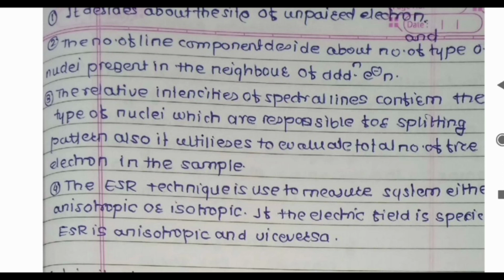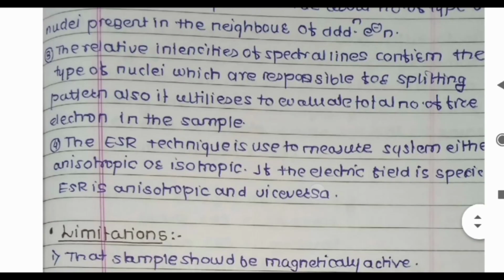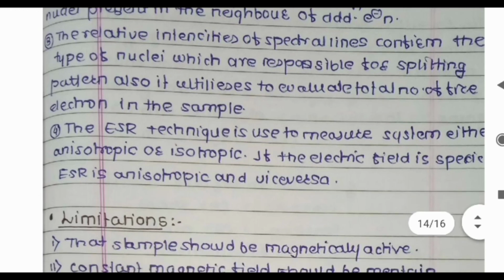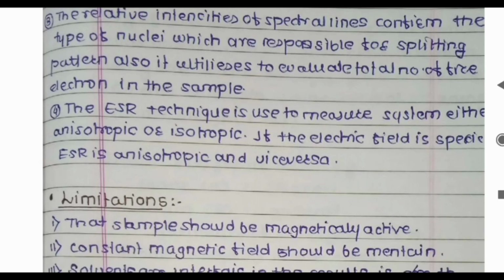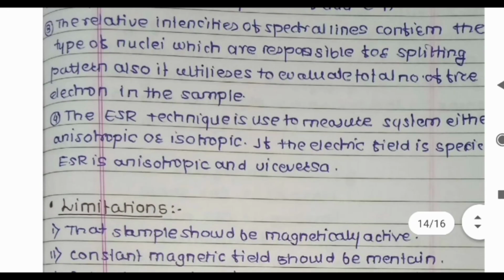Okay, so based upon the splitting pattern we can get an idea about the nature and the number of nuclei present around the free electrons. So the splitting pattern is important for deciding the nature and the number of particular nuclei around the free electron. The relative intensities of the spectral lines will confirm the type of nuclei responsible for the splitting pattern. It will also be useful for evaluating the total number of free electrons in the given sample.